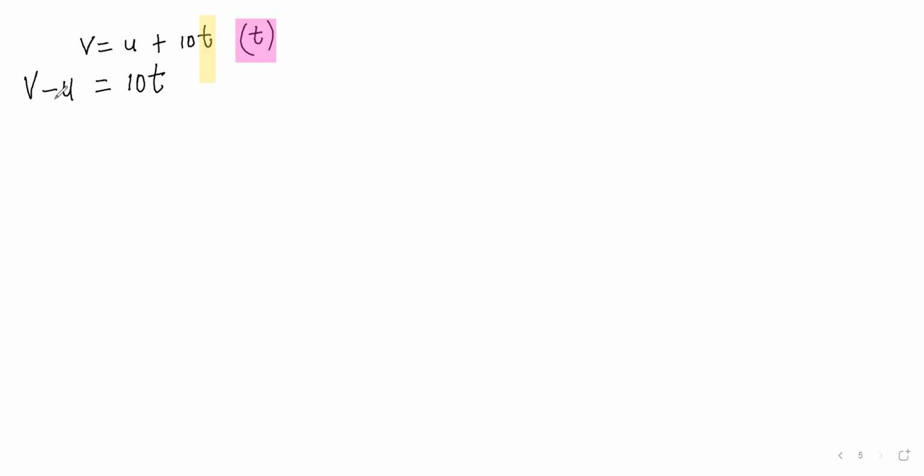Nicholas, I don't like how you did this because you didn't do it in steps. Now, notice what I have on the screen. Look at what I have on screen, Nicholas. So the second line should look like that: V minus U equal to 10t.